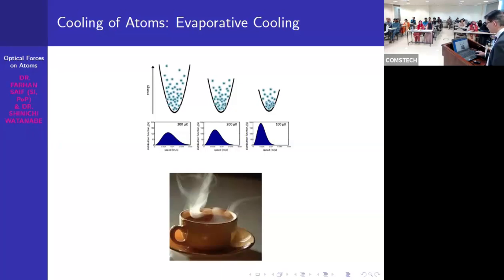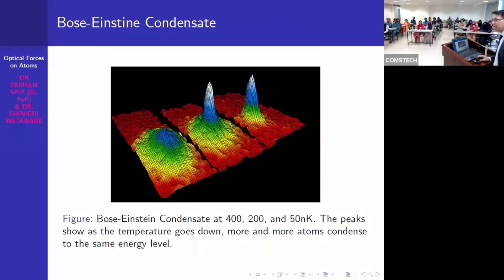Using this particular approach, we are in a position to develop a newer state of matter, which is named the Bose-Einstein condensate. In developing Bose-Einstein condensates, we have gone down to the temperature limit of nanokelvin.